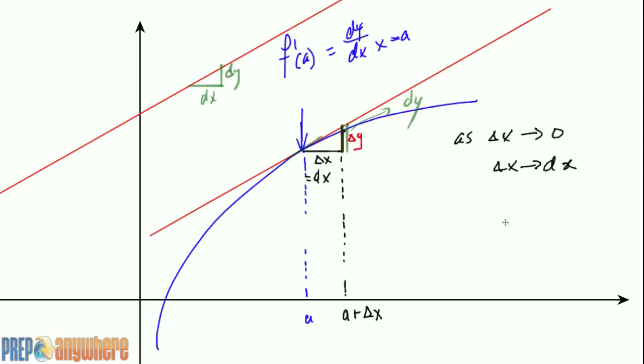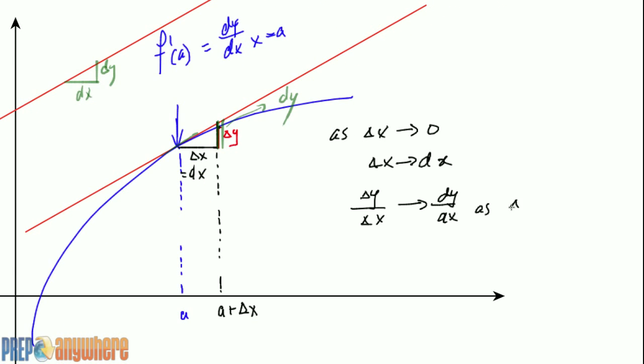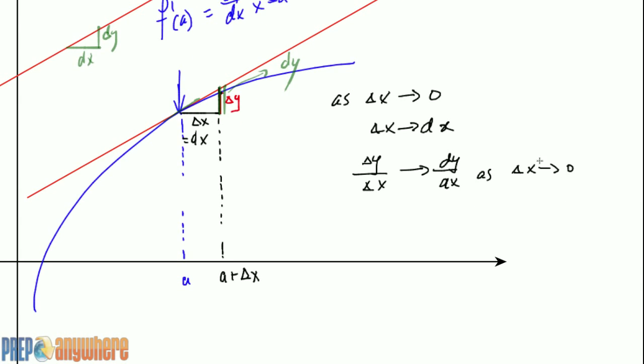So we can say that delta y over delta x is approaching dy over dx as delta x is approaching 0. So that means dy over dx we can say is this, assuming that delta x is very, very close to 0.